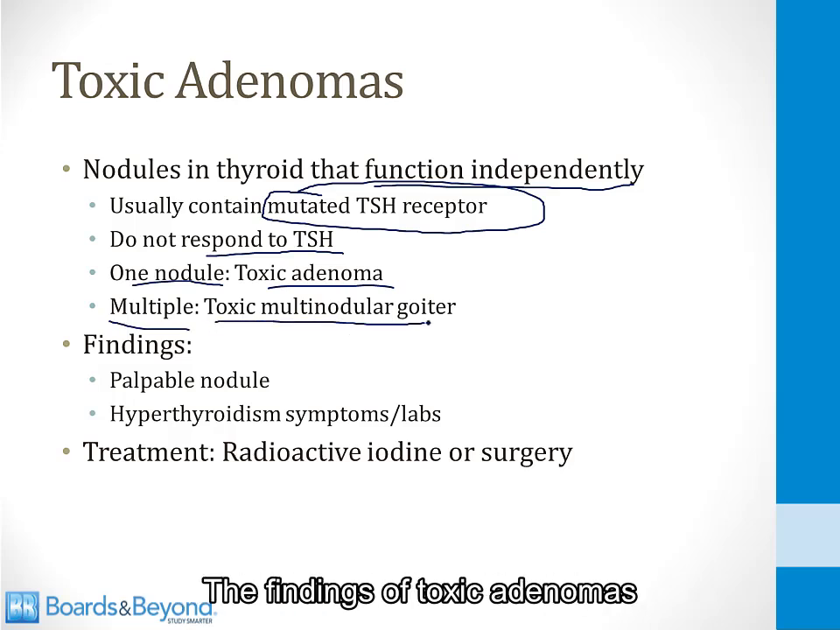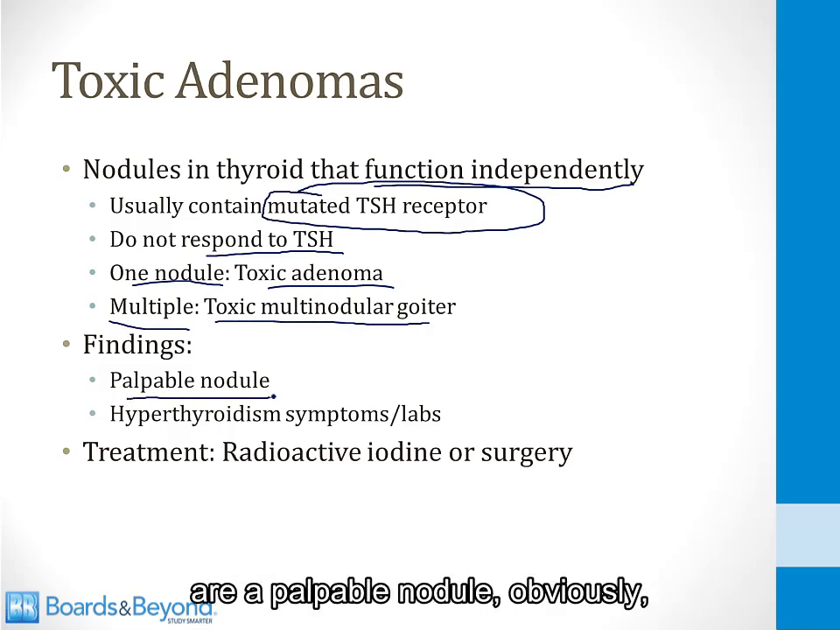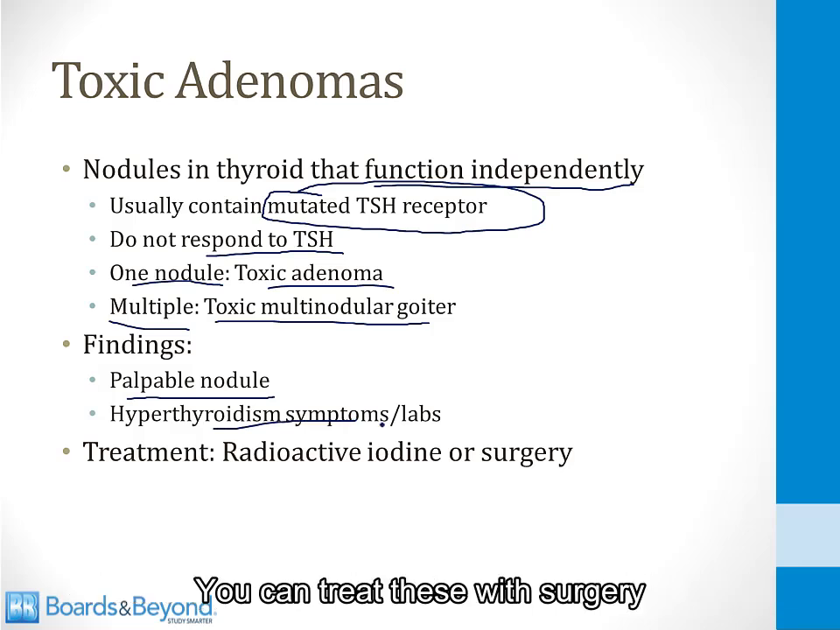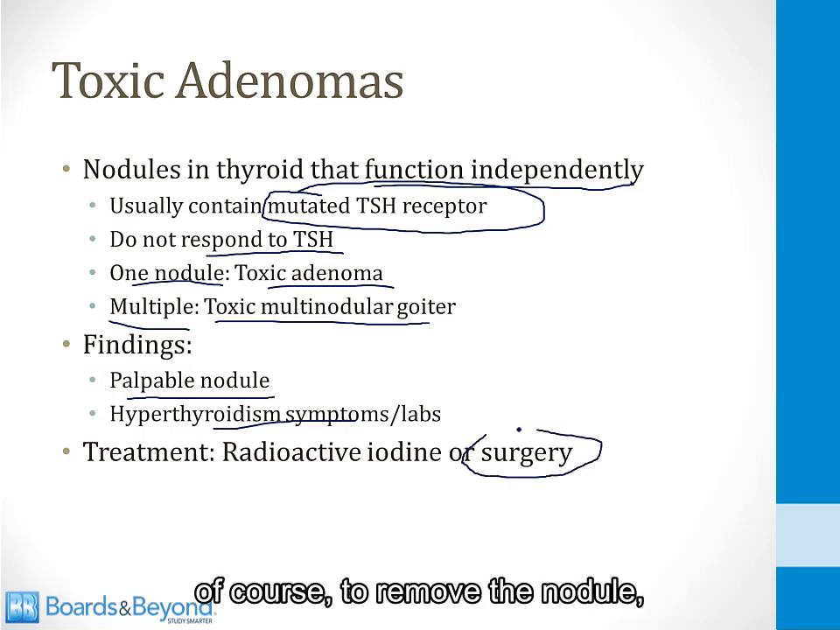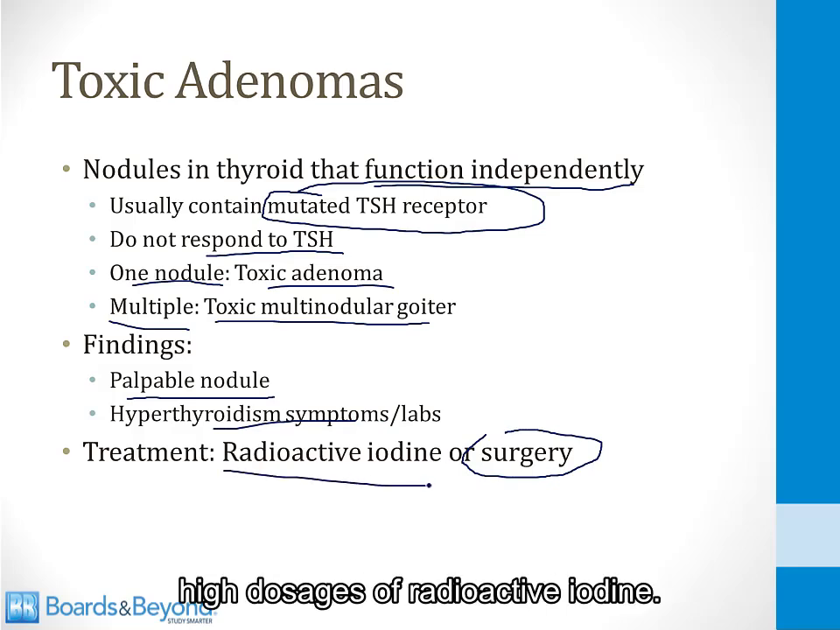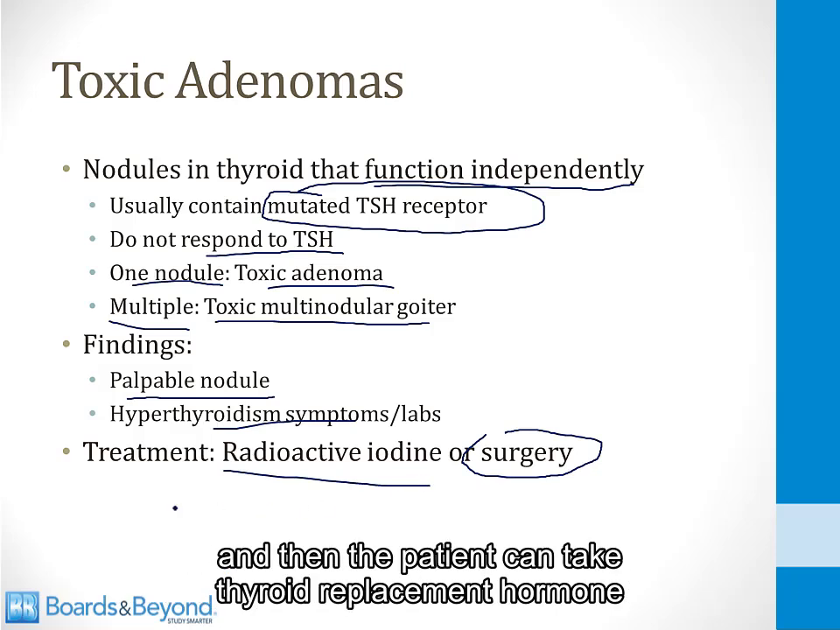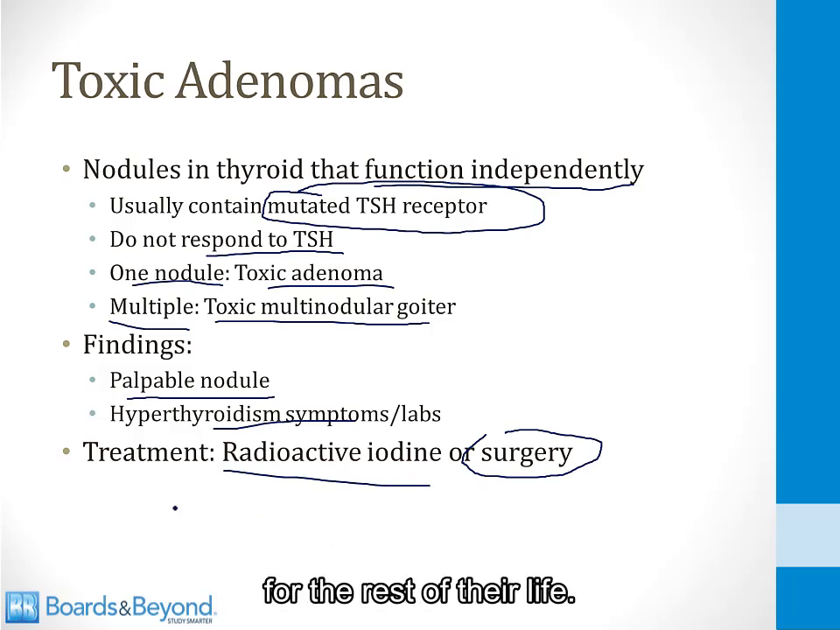The findings of toxic adenomas are a palpable nodule, obviously, and then hyperthyroidism symptoms and lab findings. You can treat these with surgery, of course, to remove the nodule, but you also can administer high dosages of radioactive iodine. This will ablate the thyroid, but also ablate the nodules, and then the patient can take thyroid replacement hormone for the rest of their life.